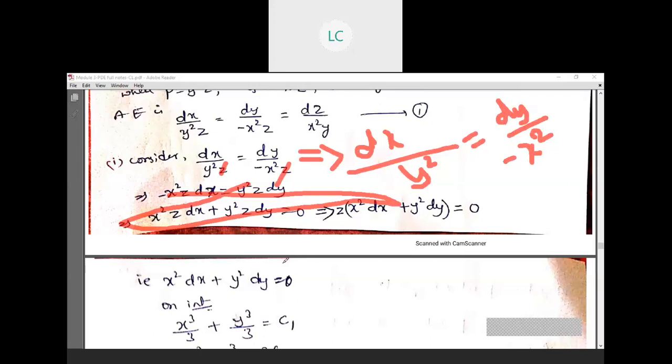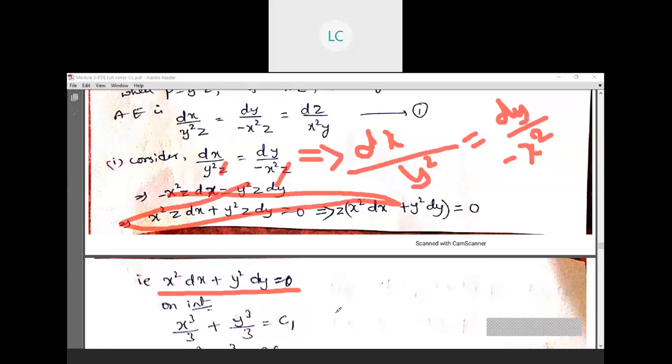y square dy. If you shift minus to the RHS or LHS, it becomes plus. So we'll get x square dx plus y square dy is equal to 0. After cross multiplication, we'll get this equation. Now you can directly integrate it. X square integration is x cube by 3 plus y square integration. Here we have dy, right? So y cube by 3 equal to c1.